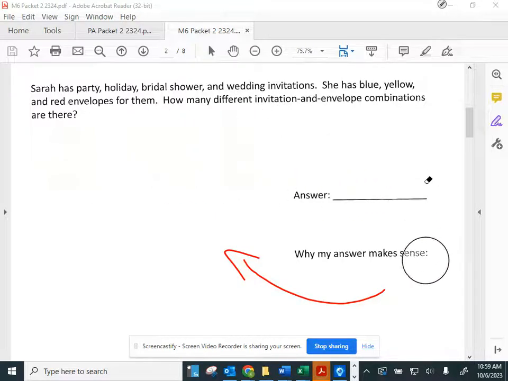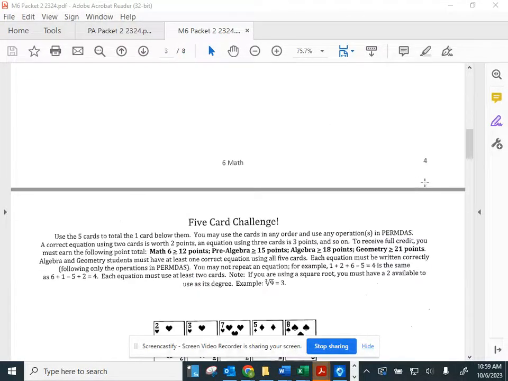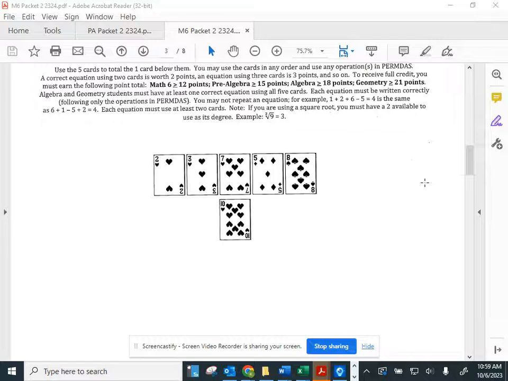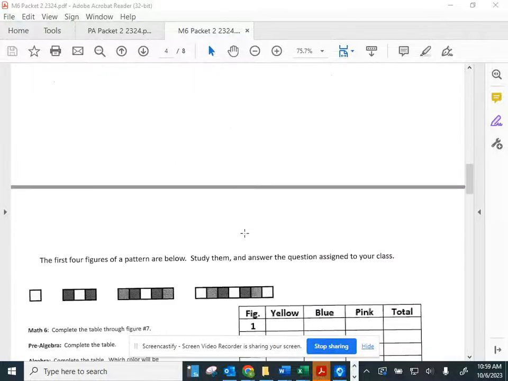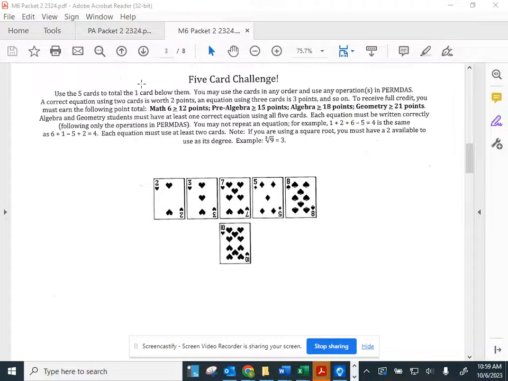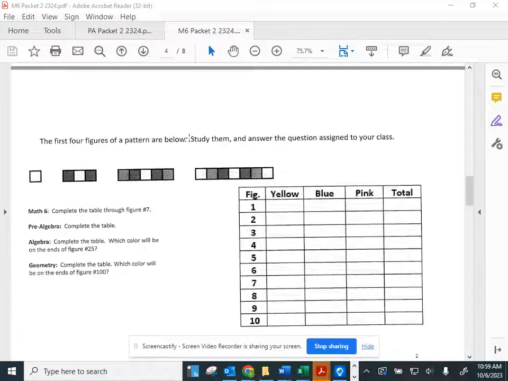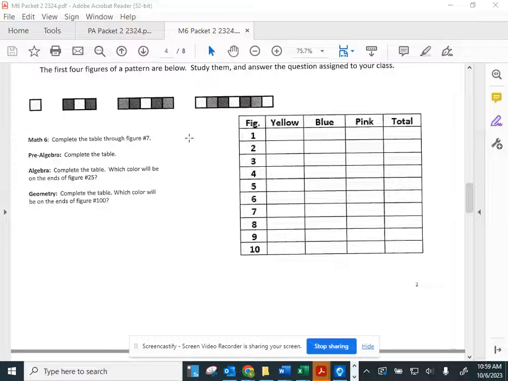Our next page is that 5-card challenge. Think about that order of operations that we were working on with math objectives. We can use those order of operations to make it equal 10. And remember, Math 6 needs to have at least 12 points. You can have more. Challenge yourself to find more. Then we have our patterns.